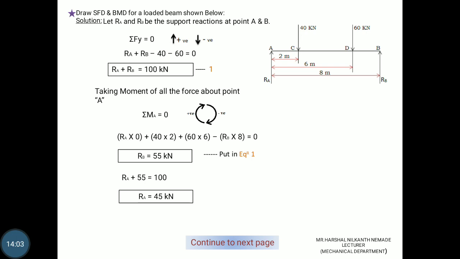Taking moment at point A. Clockwise rotation plus, anti-clockwise rotation minus. So RA multiplied by 0 plus 40 multiplied by 2 plus 60 multiplied by 6 minus RB multiplied by 8 is equal to 0. RB value I will get 55 kilonewton. I will put it in equation 1. I will get RA value, that is 45 kilonewton.